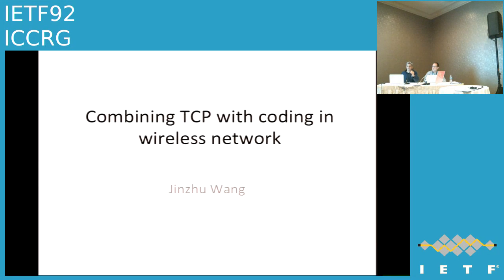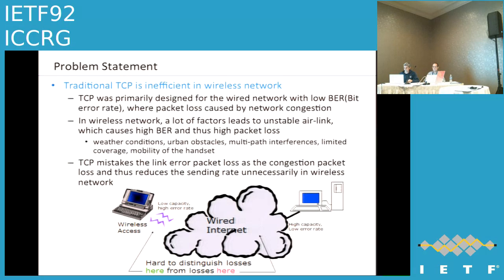Hello everyone, my name is Jim, and today my topic is combining TCP with coding in wireless networks. First is the problem statement. As we all know, TCP was primarily designed for networks with low bit error rate, where packet loss is caused by network congestion. In wireless networks, a lot of factors lead to an unstable air link, which causes high bit error rate and high packet loss. So traditional TCP mistakes link error packet loss for congestion packet loss, and therefore reduces the sending rate unnecessarily in wireless networks.